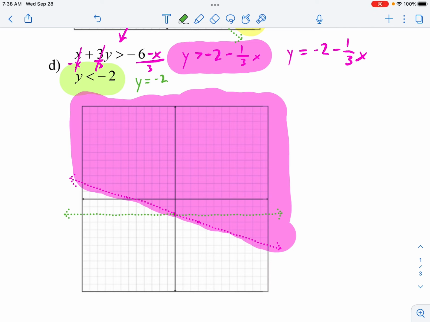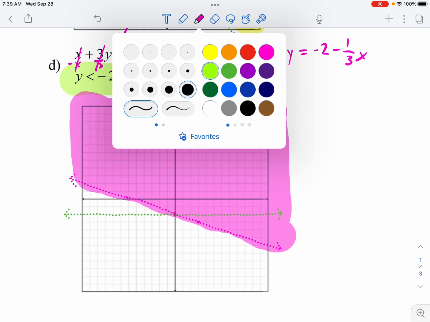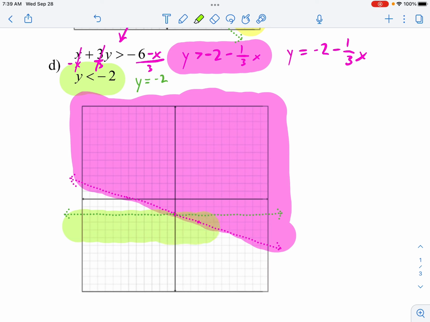All right, so there's that. This is the line where y equals -2. I want y to be less than -2, so I'm going to shade down below that green line.